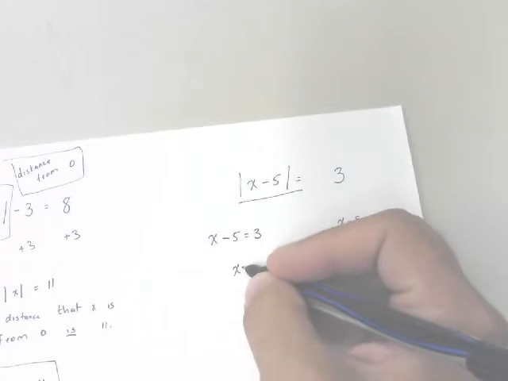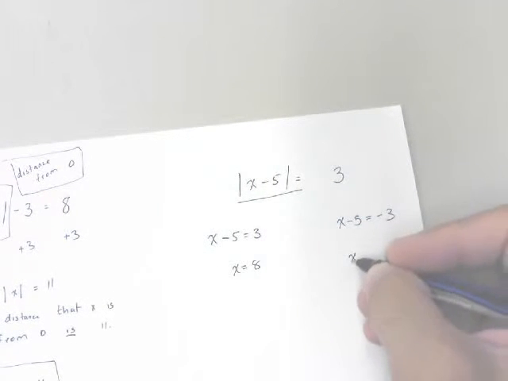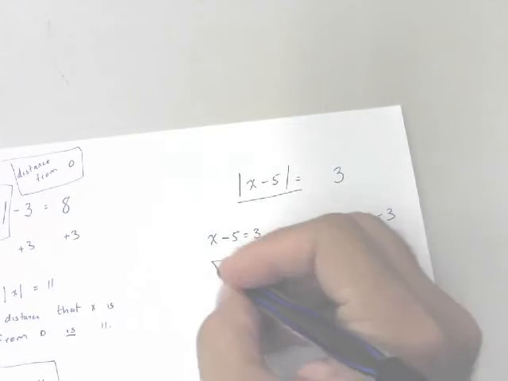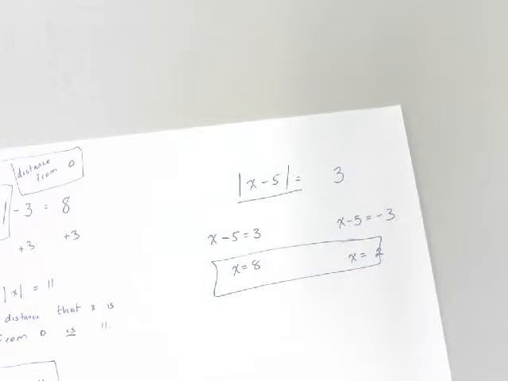So I'm going to add the 5, so x is 8, and then in this case x is 2. So those are my two solutions to that problem.